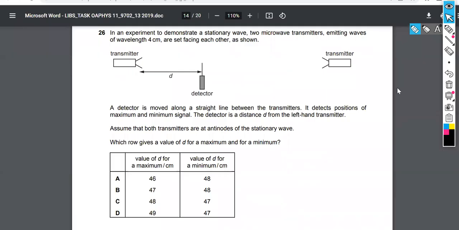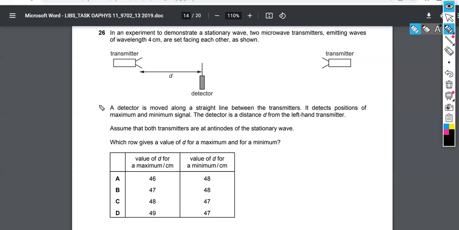We've got here a worked example with stationary waves. And this one reads, in an experiment to demonstrate a stationary wave, two microwave transmitters emitting waves of wavelength 4 centimeters are set facing each other as shown. You can see those two transmitters as shown. Looks like there's some value here, D, and a detector. A detector is moved along a straight line between the transmitters. It detects positions of maximum and minimum signal.